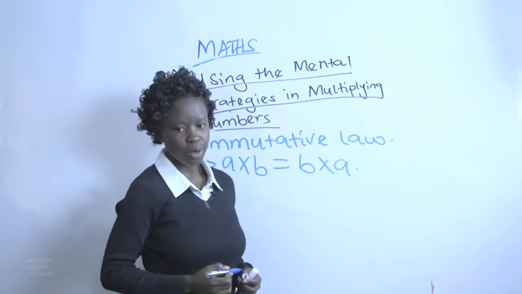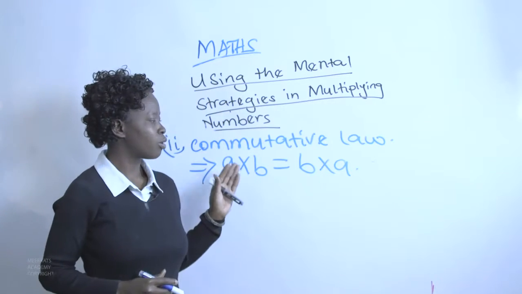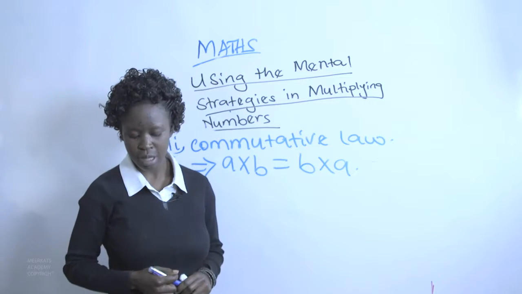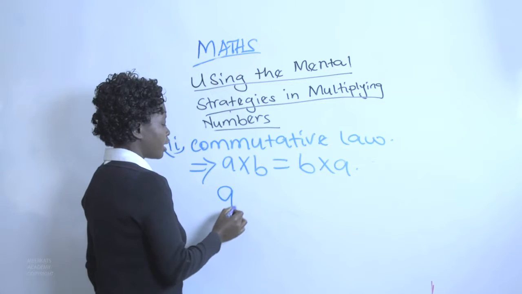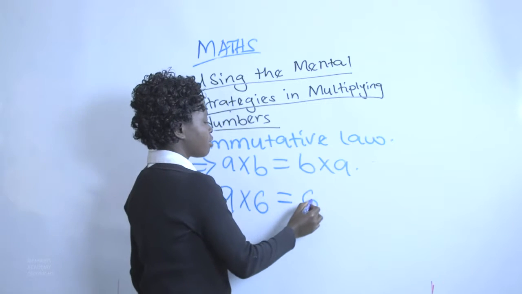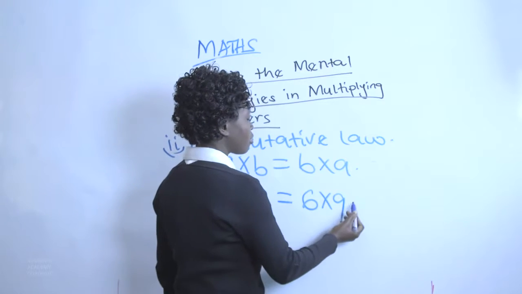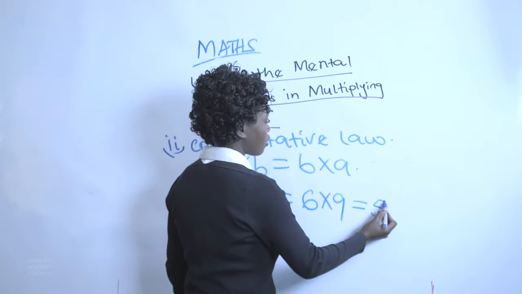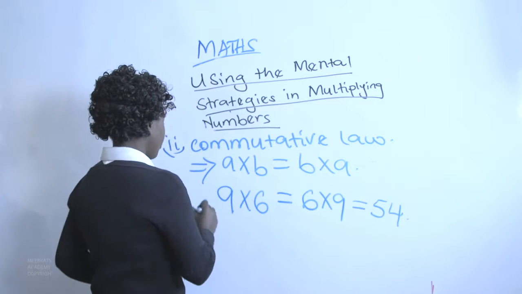It doesn't matter the order in which you're going to use in your multiplication. Whether you start with the first one or the second one, the answer will still be the same. So that is what is referred to as the commutative law. For instance, if I'm having 9 times 6, it's simply the same as 6 times 9. And 6 times 9 and 9 times 6, the two calculations will simply give us the same answer, which is 54.